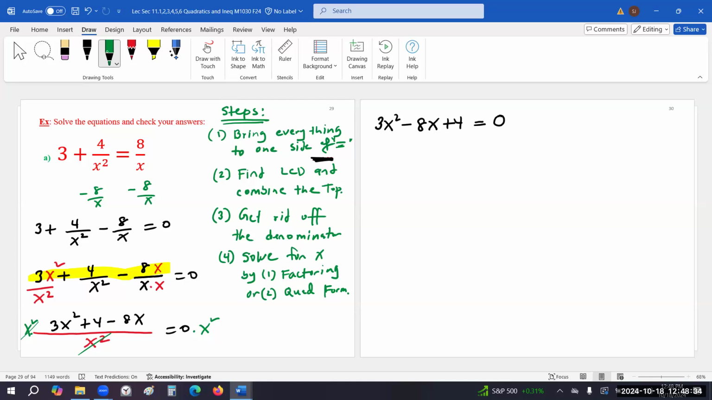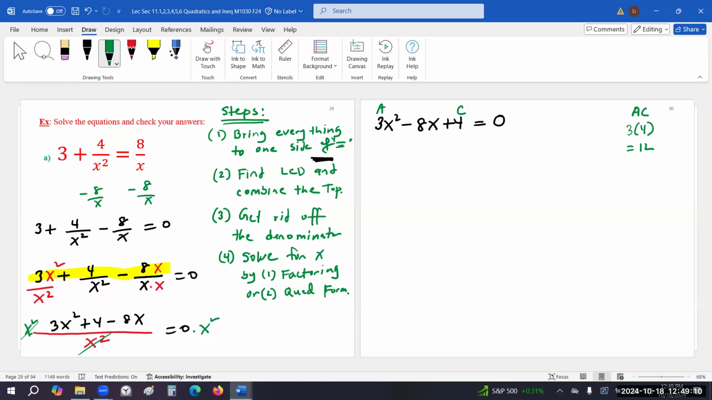The name of the technique is the AC method. We don't factor directly because it's not directly factorable, but observe what happens if you multiply A with C. 3 times 4 gives us 12, right? The AC method is for when x squared has a number in front. When x squared is alone, we can factor directly. But when x squared is not alone, we cannot factor directly, but we can use AC.